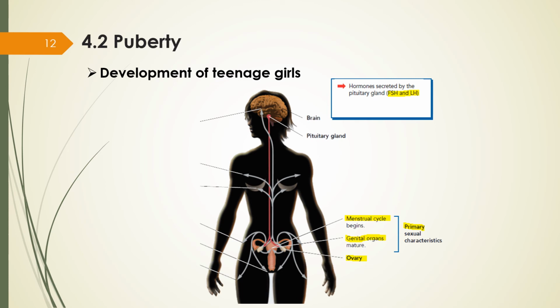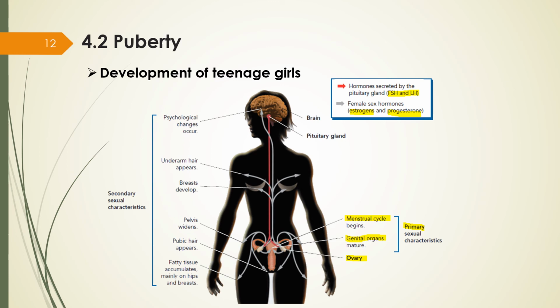After your primary sexual characteristics, it's going to liberate the female sex hormones. What are they? Estrogen and progesterone. What are these hormones going to do? They're going to develop the secondary sexual characteristics. What are they? There is some psychological change, because you stop thinking like a child. You're going to think like a woman now.